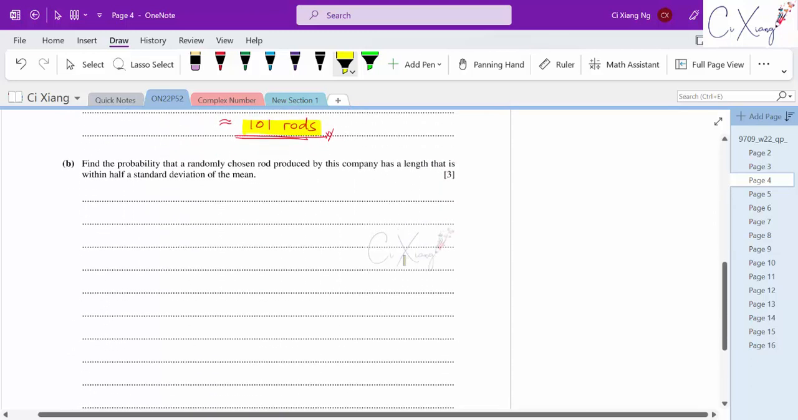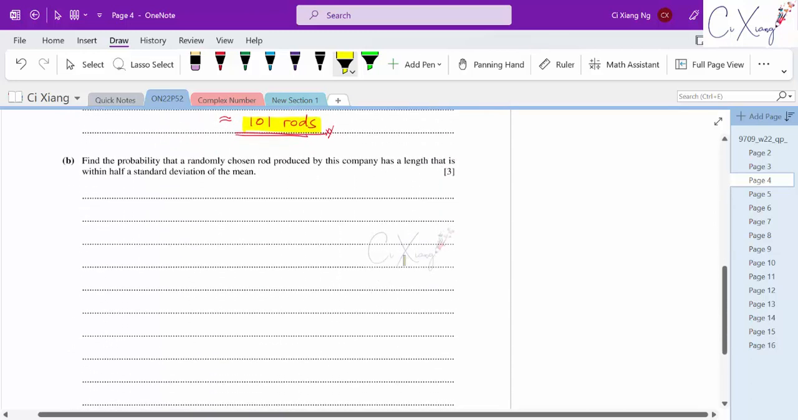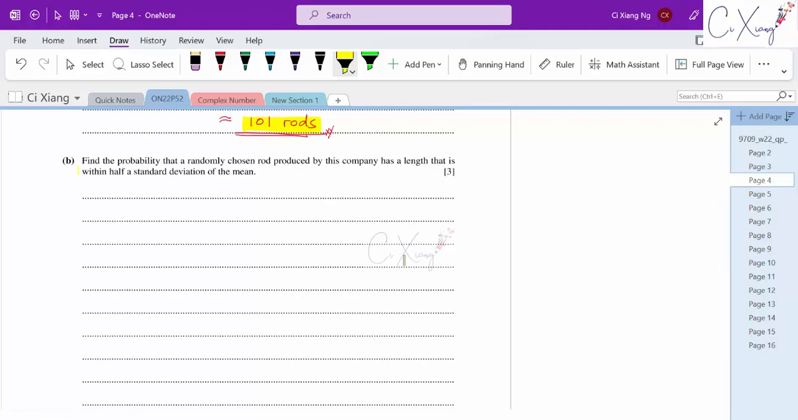For part B, they want us to find the probability that a randomly chosen rod produced by this company has a length that is within half a standard deviation of the mean. So what is the meaning of this question? Generally it is something like this. Let's say we have the mean, and within half a standard deviation of the mean means that the distance away from the mean is half a standard deviation. So the distance from the mean to this particular value here should be half a standard deviation.